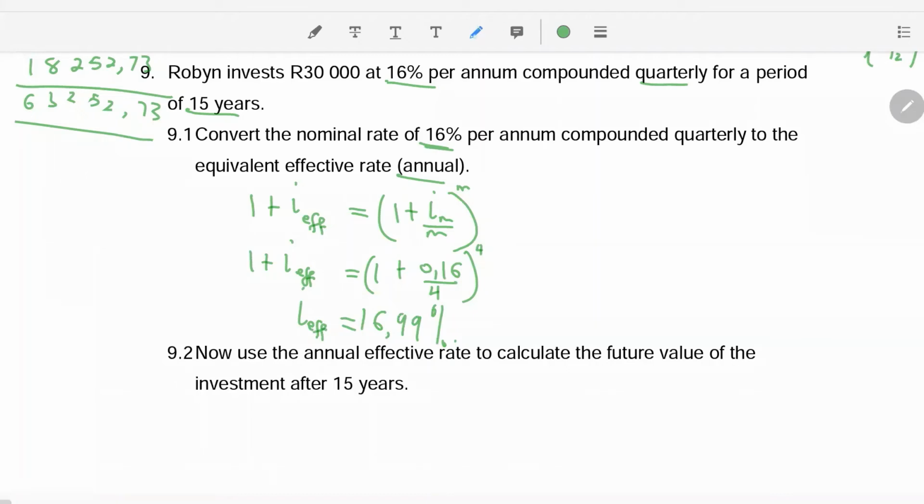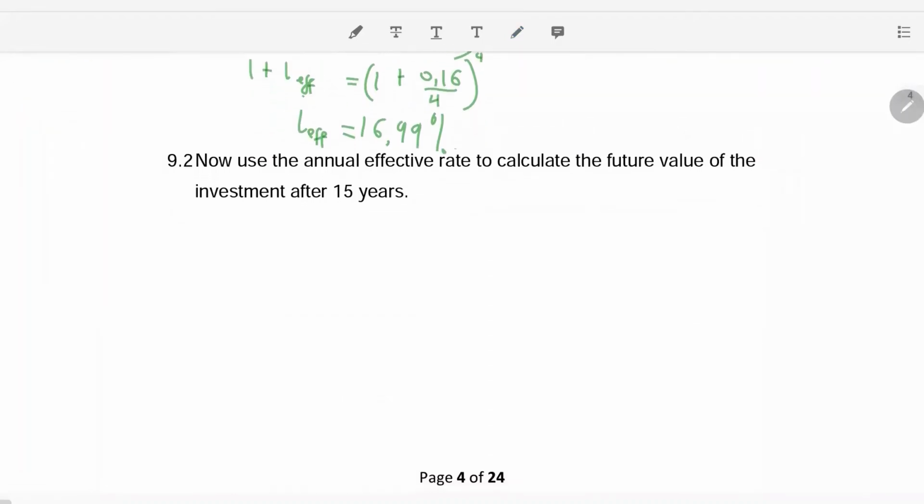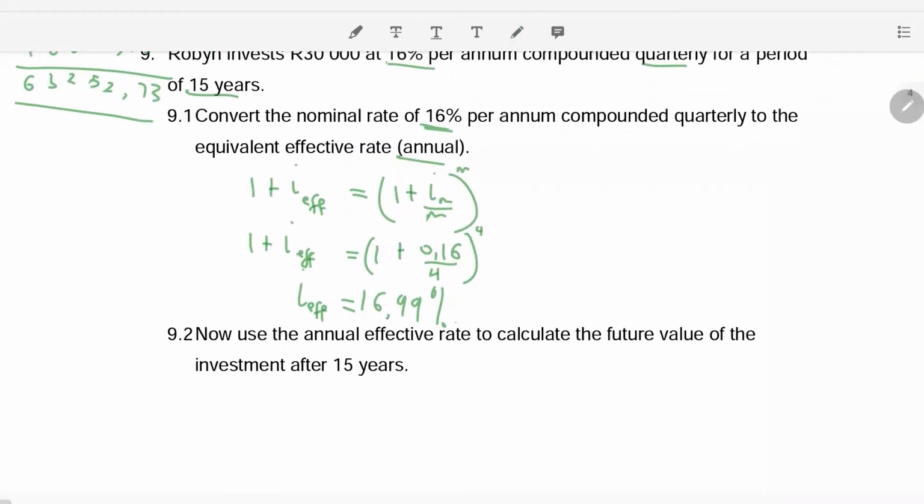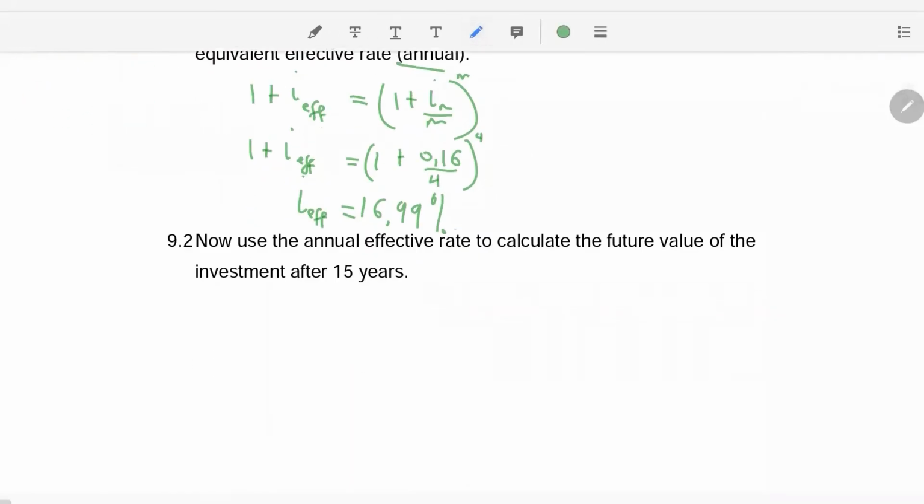And then 9.2, now use the effective rate to calculate the future value of the investment. The investment is 30,000. So we shall use our A equals P into (1 plus i) to the power of n: 30,000 into 1 plus the effective interest rate, which is 16.99%, to the power of 15.